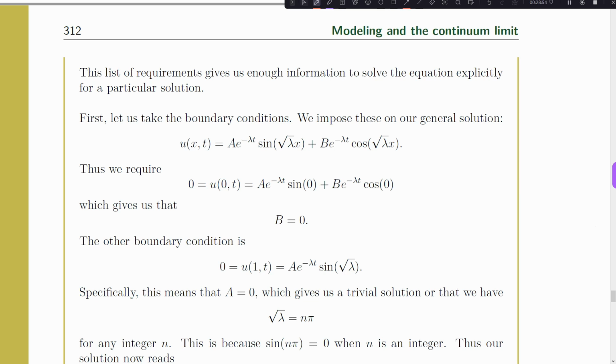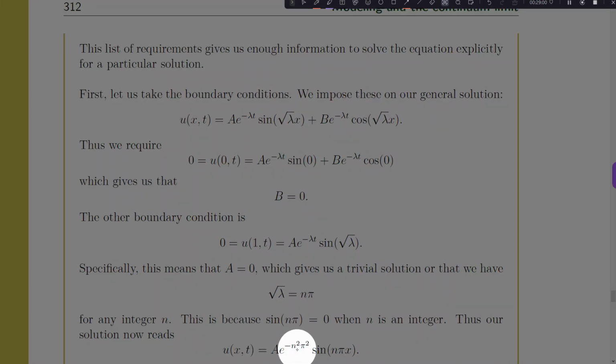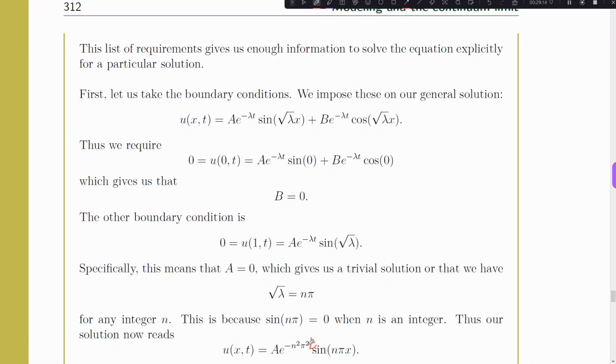Okay, so now I know that my solution is equal to, I'm going to replace every lambda with n squared pi squared. So I have that this is now my solution. And I have one last step, right? There's a t here. The book's missing. So there's one last step because I haven't used my initial condition yet. Use initial condition.